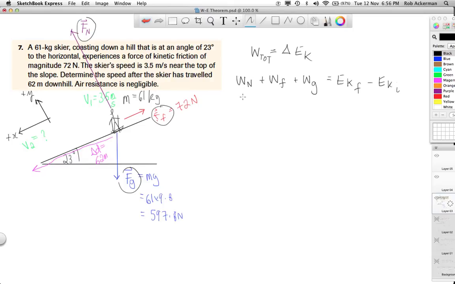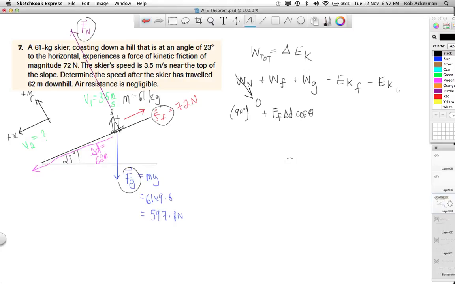Now, true or false? The normal force does no work. Well, let's look at the angle. The displacement's down the hill. The normal force, by definition, is perpendicular to the hill, so the normal force here does zero work, and that is because of the 90 degrees between it and the displacement. What about friction? Friction acts backward. The skier goes forward. That's got 180 degrees in there. So this one will not be zero. We have 0 plus force of friction, displacement, cosine theta.